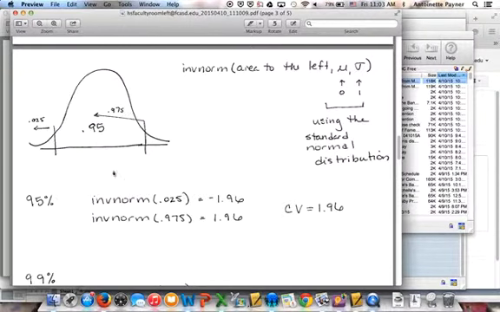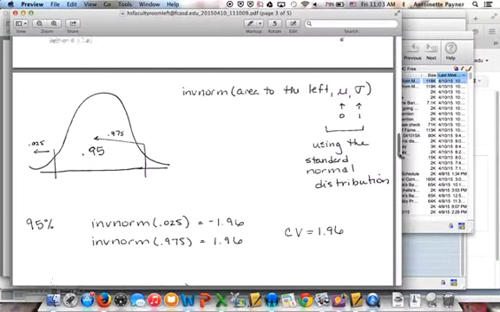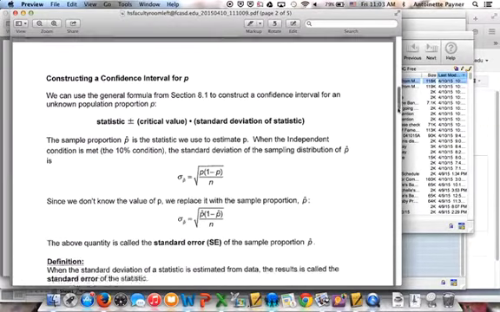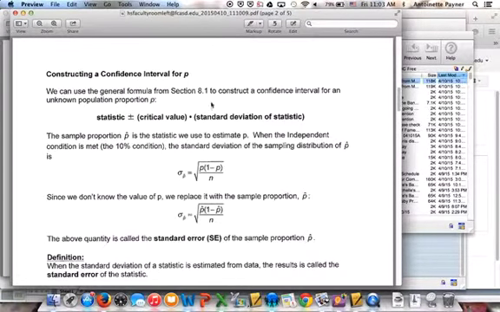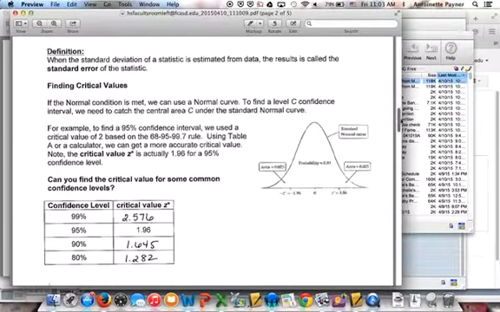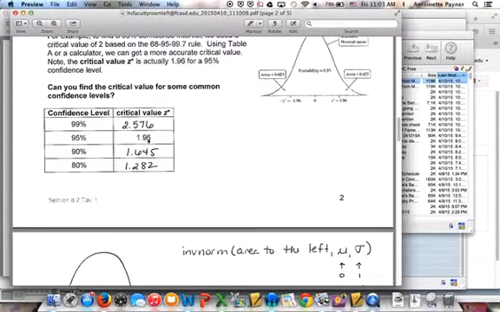So about 95% here in the middle. So I have 0.025 in each tail. So 0.025, so if I do inverse norm 0.025, I get negative 1.96. If I did inverse norm 0.975, I get positive. I'm just going to take the absolute value and use 1.96, because back up here, that formula already has a plus or minus in it, so I don't need to repeat that plus or minus. So there's the 1.96.